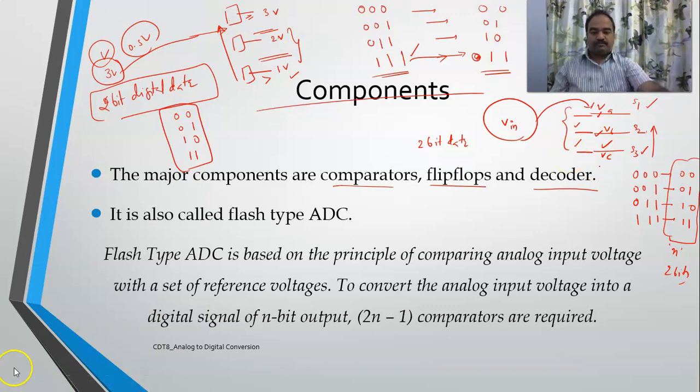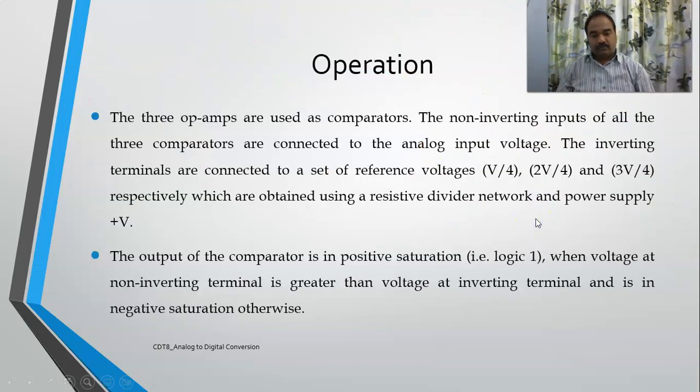Now coming to the flash type ADC, as you have already seen, if you want to convert to n-bit digital data, you need 2^n minus 1 comparators. Now let's have a look at the operation. Here in this case, 3 op-amps have been used as comparators, and the non-inverting inputs of all the 3 comparators. Yeah, first of all I will show you the block diagram.